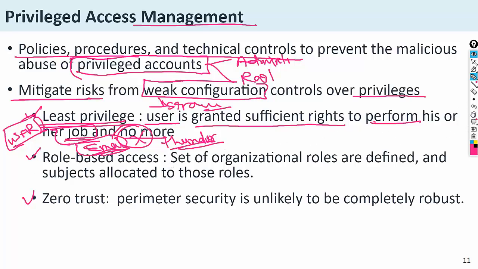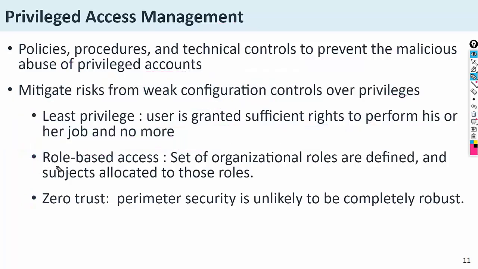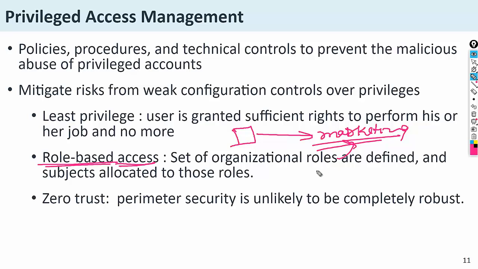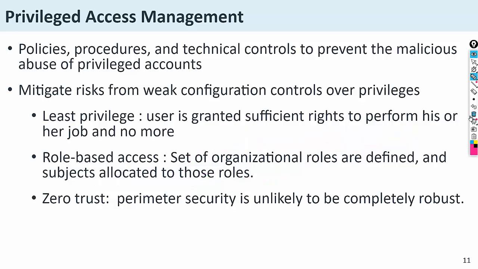Another type of access is called role based access. Role based means the access is set by role. For example, this file will be accessible by the marketing department. If you are a member of marketing, then you can access this file. If you belong to the accounts department, you can't. If you belong to the admin department, you can't. So the roles are defined, and then the subjects are defined to be allocated those roles.